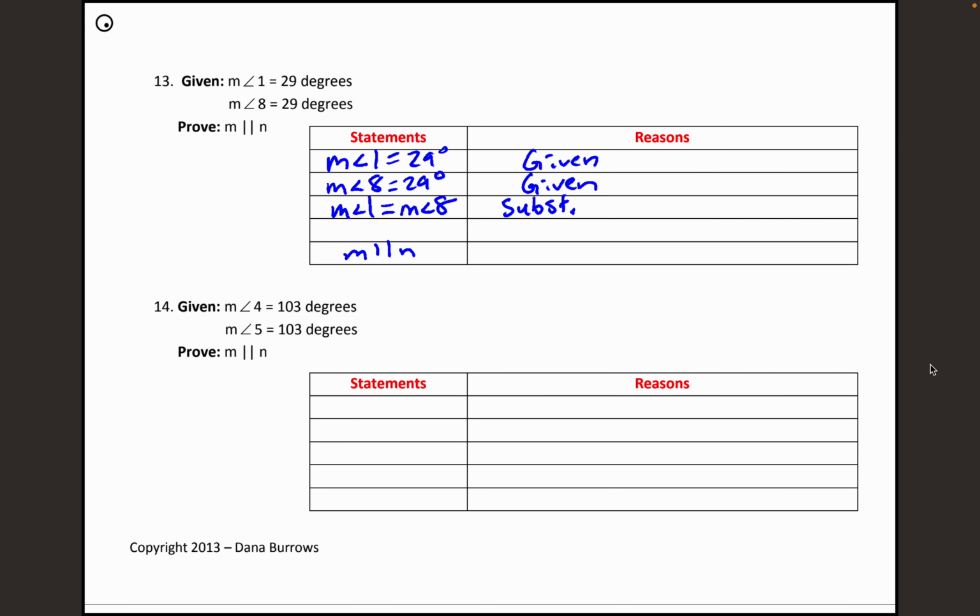Now, I have the two angles equal each other. What do I have to do next? How do I make them congruent? Yeah, we just say angle 1 is congruent to angle 8. That's going to be the definition of congruent angles. And then when looking at your image, how do I know that angle 1 and angle 8 are congruent? They're alternate exterior. So I put alternate exterior converse.